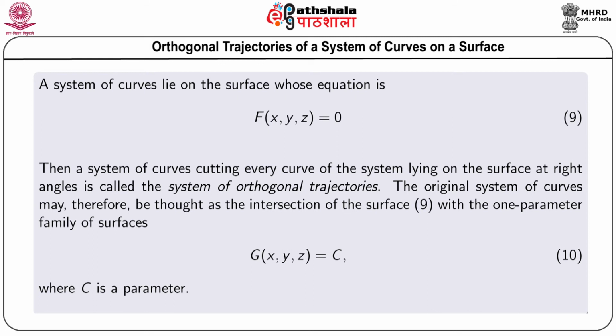Since in equation 8 there is one parameter c, equations 7 and 8 together represent a system of curves, where for different values of c we will get different curves. So, c is a parameter in this equation. Now, we are interested in finding the orthogonal set of curves to this system of curves, which also lie on the surface 7.